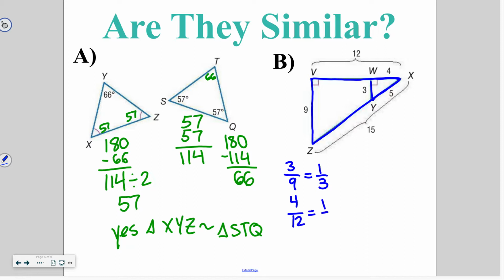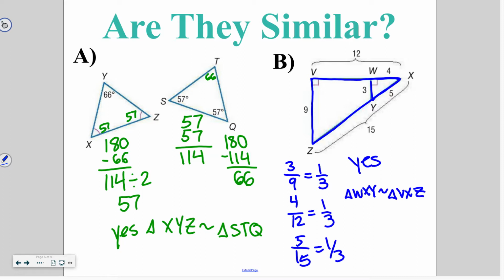That also reduces to 1/3. And then I'm going to check the hypotenuses, which is 5 over 15. That also reduces to 1/3. So again, these triangles, yes, are similar. And in this case, I'm going to say triangle WXY is similar to triangle VXZ.